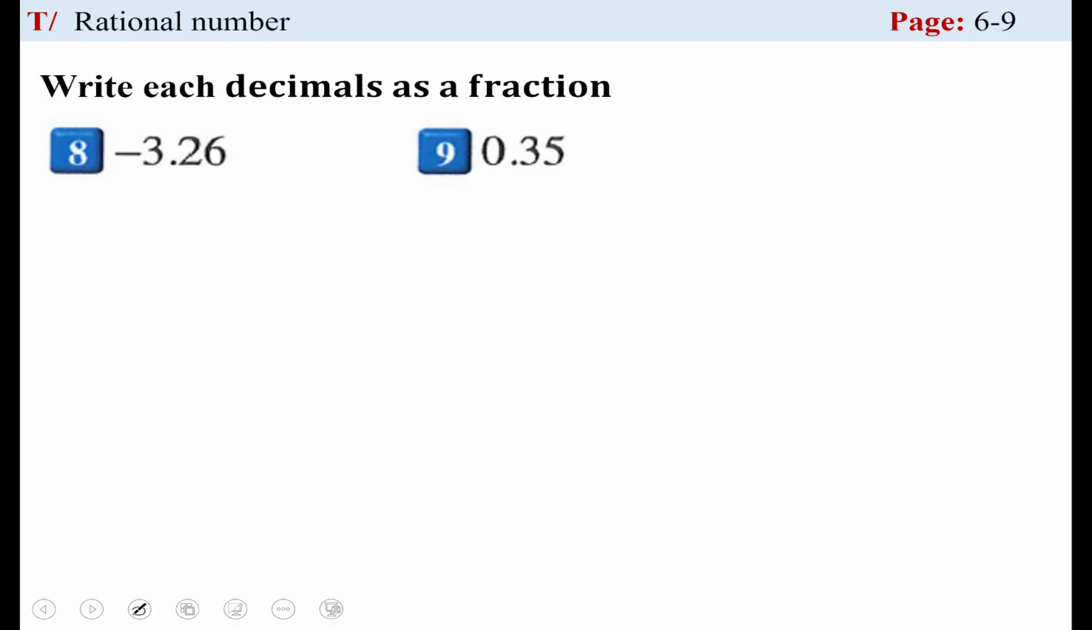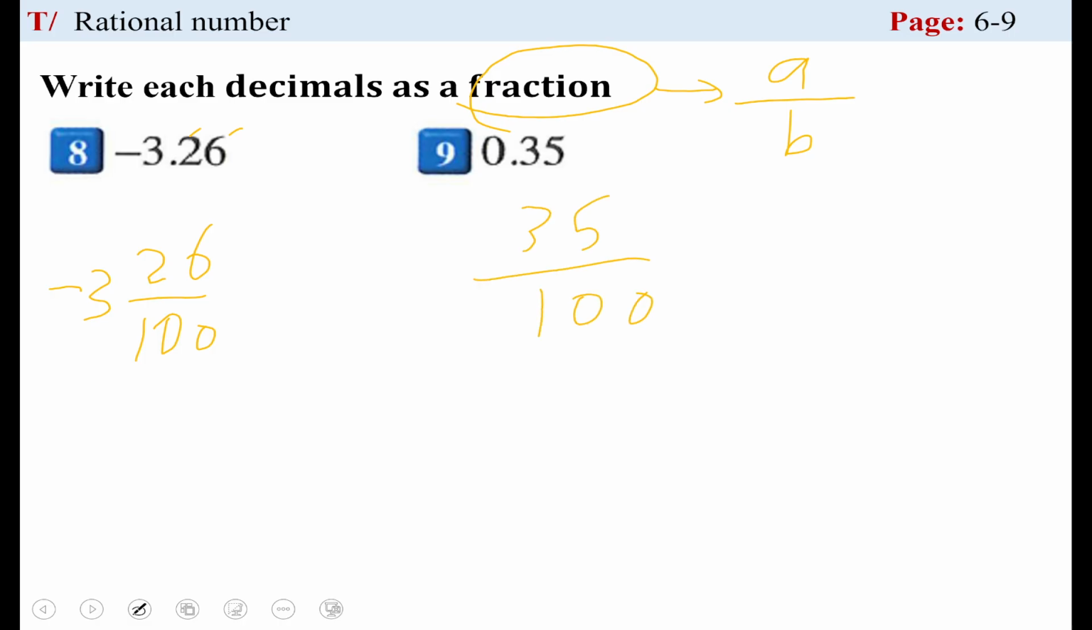And this example I will just write as a fraction. You can simplify it by yourself. Let's see. Write each decimal as a fraction. We know the fraction means a over b. I'll write it -3. So it's going to be 26 out of 100 because there are 2 digits. This one 35 out of 100.